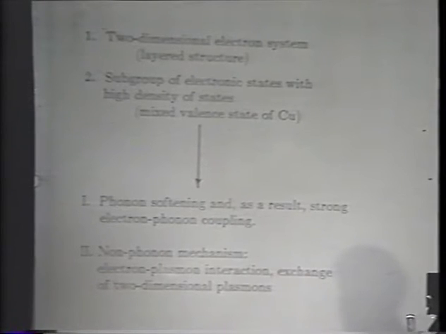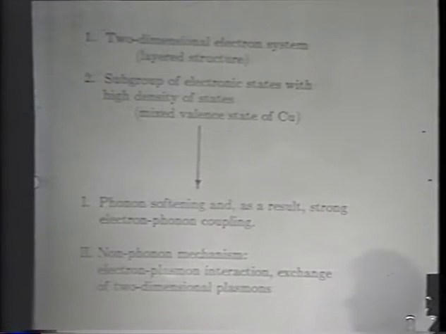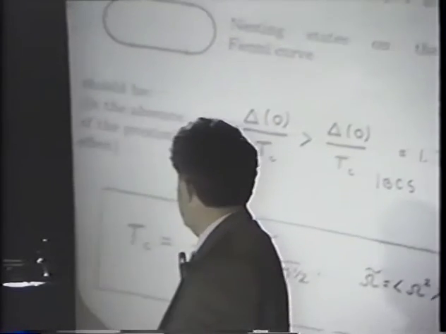First of all, we have phonon softening, and as a result, strong electron-phonon coupling. And secondly, we have the appearance of a non-phonon mechanism, namely exchange of two-dimensional plasmons. And these are the two major mechanisms. Number one, strong electron-phonon coupling. Softening in the two-dimensional case has been described in my previous paper. The main idea is that phonon softening, and as a result strong coupling, is a result of the existence of nesting states on the Fermi curve. In the two-dimensional case, we have a Fermi curve, not a Fermi surface.